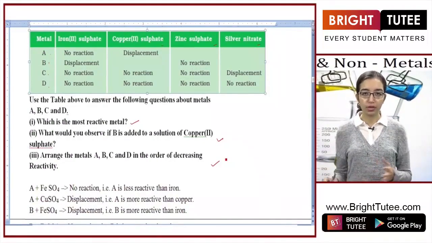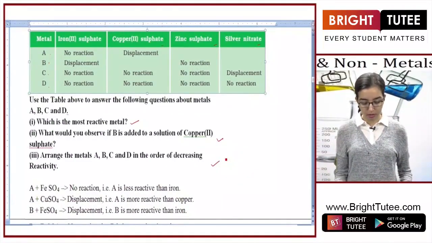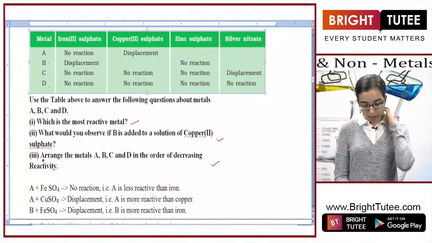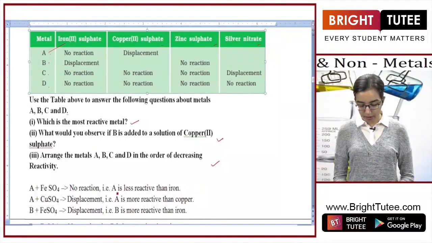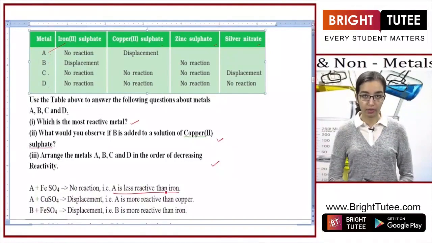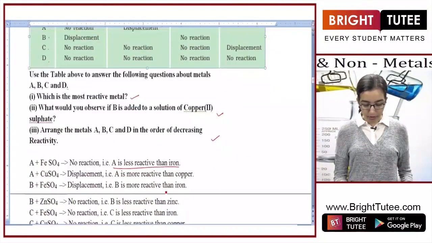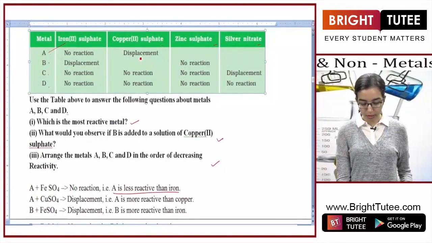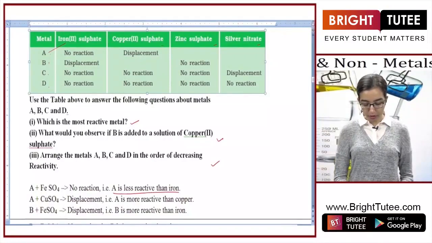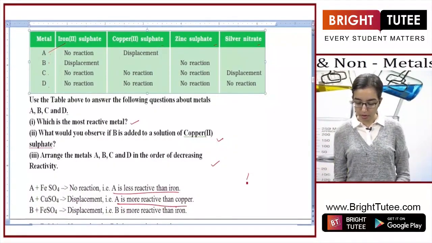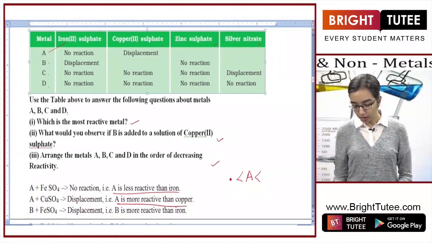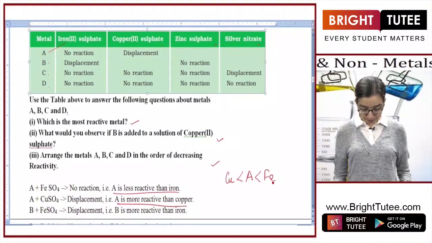So before we get into this, let's make equations based on these reactions. Now we know that A, when it reacts with ferrous sulfate, there is no reaction. That means A is less reactive than iron, right? Similarly, when we see for all other reactions, so A plus copper sulfate causes displacement, which means A is more reactive than copper. So A lies somewhere between iron and copper. It is more reactive than copper, but definitely less reactive than iron.